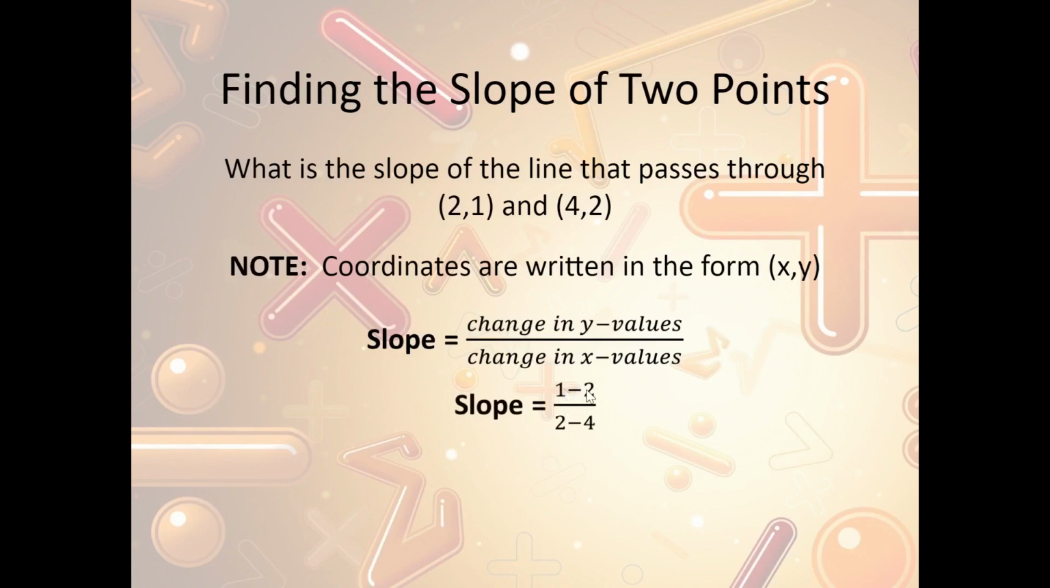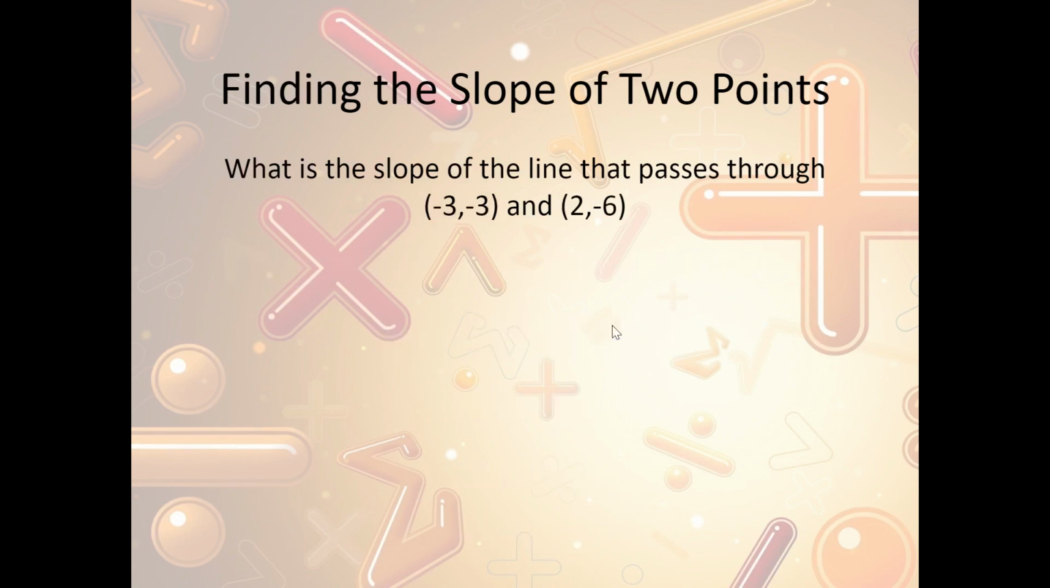Now when I do that, 1 minus 2 is negative 1, and 2 minus 4 is negative 2. And a negative divided by a negative just becomes a positive. So this is just 1/2. So my slope for that line that goes through those 2 points is 1/2. Let's look at another example.